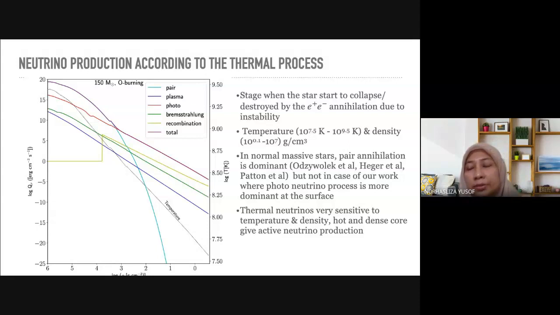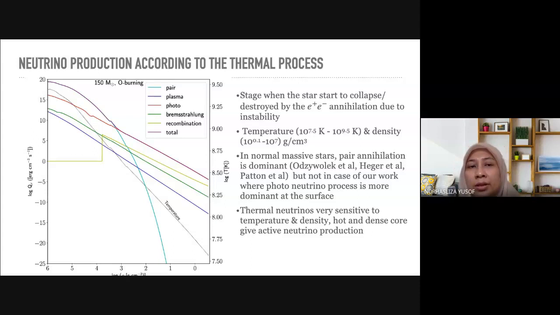at this point, the temperature and density have already reached around 10 to the power 7 and 10 to the power 9 K. This is very high compared to a normal massive star, and is also very dense. So when we have this part, normally pair annihilation process will be dominant. This is being reported a lot in the literature, but not in the case of our work. So in our work, the dominant process is more like the photoneutrino process.